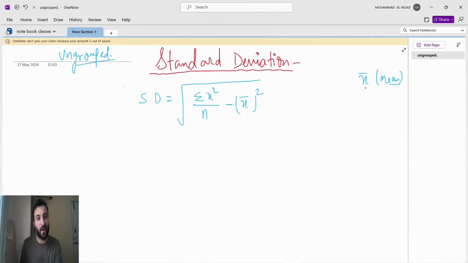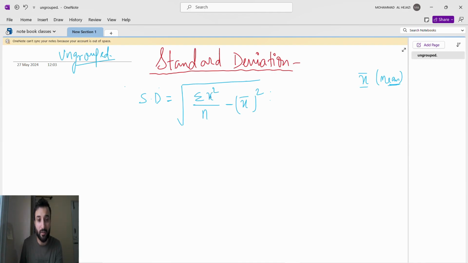So first of all, we will find the x bar. We know how to find the x bar: sum of all the observations divided by the total number of observations. So this is x bar whole square: whatever you get as the x bar, the mean value, that whole square. N is obviously the total number of observations.